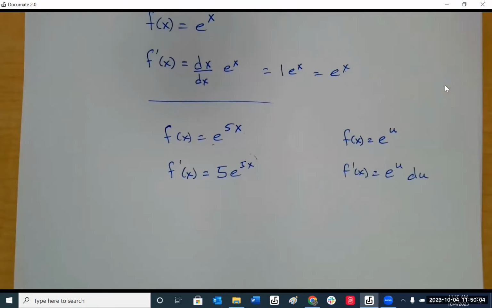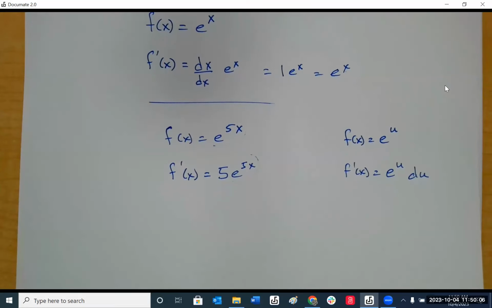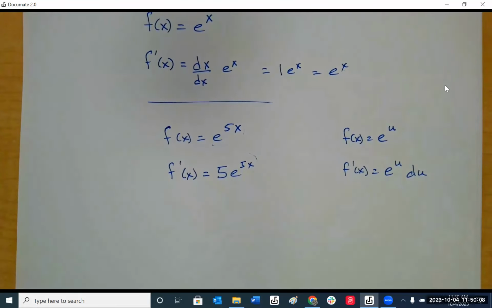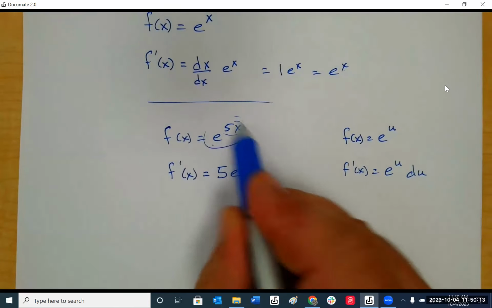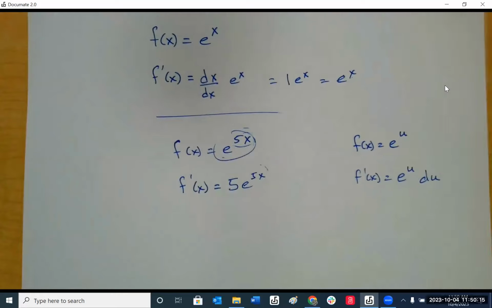Basically, finding the derivative of the x. Yeah, and just copy it back down, right? Whatever this is, times the derivative of that.